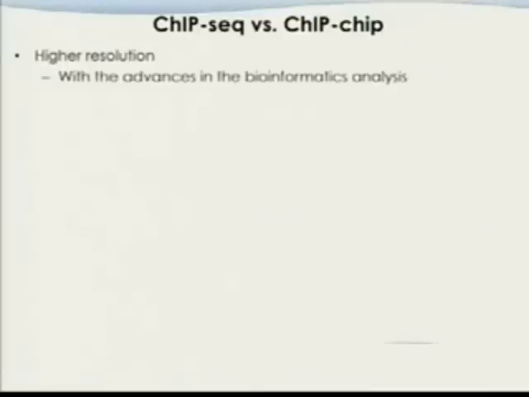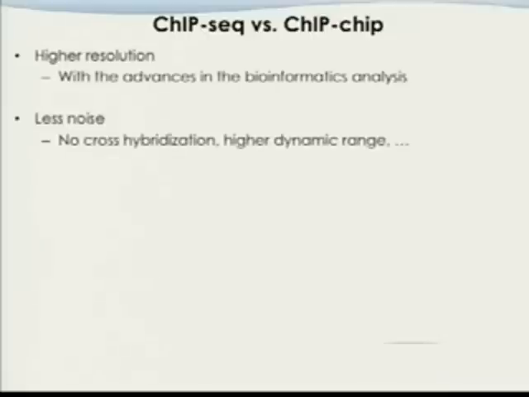OK, so what's the major difference between ChIP-seq and ChIP-chip technology? First of all, of course, we have to say something good about the sequencing, right? The first one is that ChIP-seq offers a higher resolution with advanced bioinformatics analysis we will talk about in the next lecture. And there is less noise in ChIP-seq, because of no cross-hybridization, higher dynamic range, and everything we talked about regarding why sequencing is better than arrays.